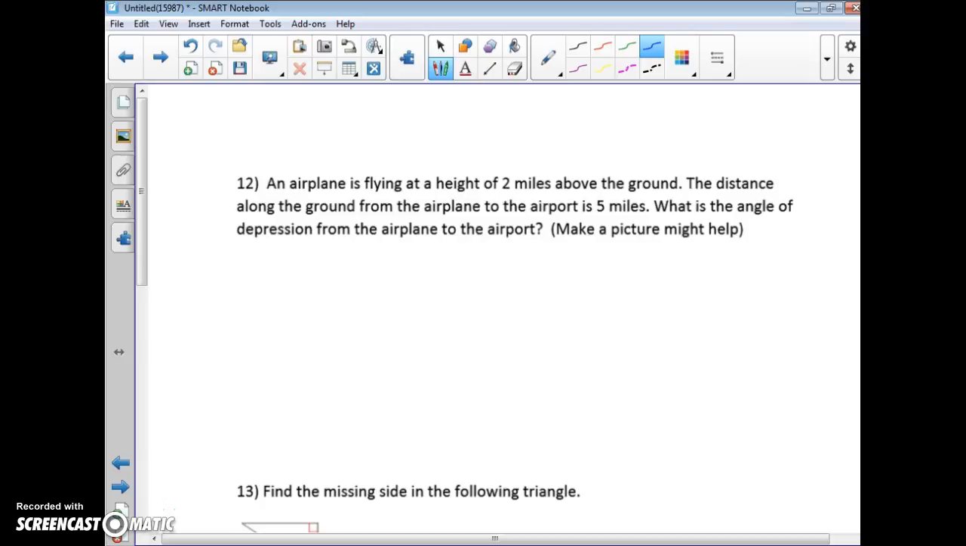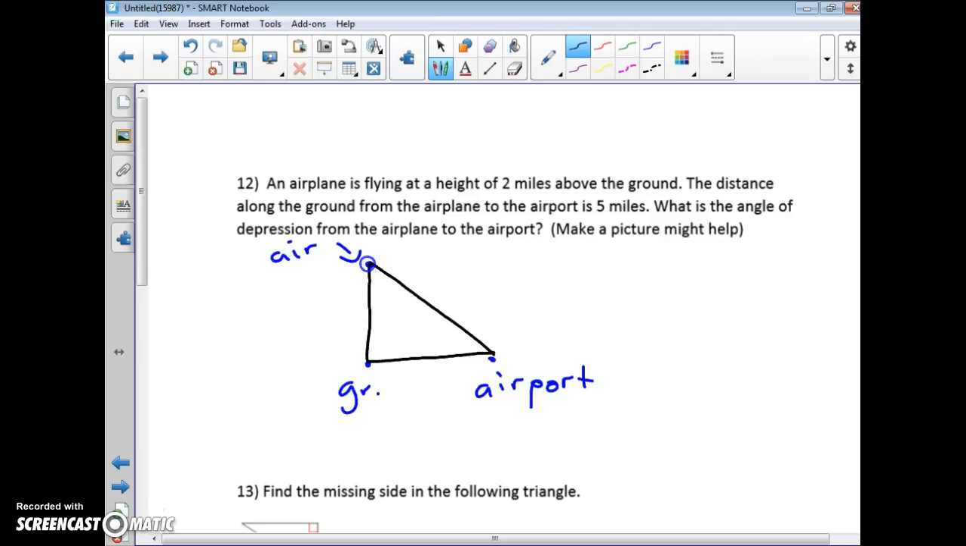Alright, picking back up, number 12 is an angle of depression problem. So let's see if we can draw this up a little bit. You don't have to be fancy. I'm going to say there's my airplane, here's the ground, and over here's the airport. So I'm going to make a triangle with these 3 points that I've made here.